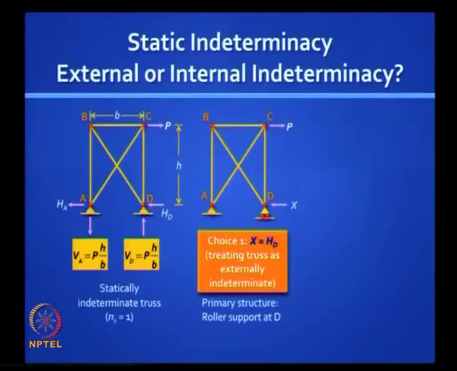So you are right, you could treat the horizontal reaction, one of those reactions, say HD, as the redundant X, and when you release that reaction you get the primary structure which is statically determinate, which is just rigid, and this is one way of approaching. Now let me ask you, can you also treat the same problem as internally indeterminate?